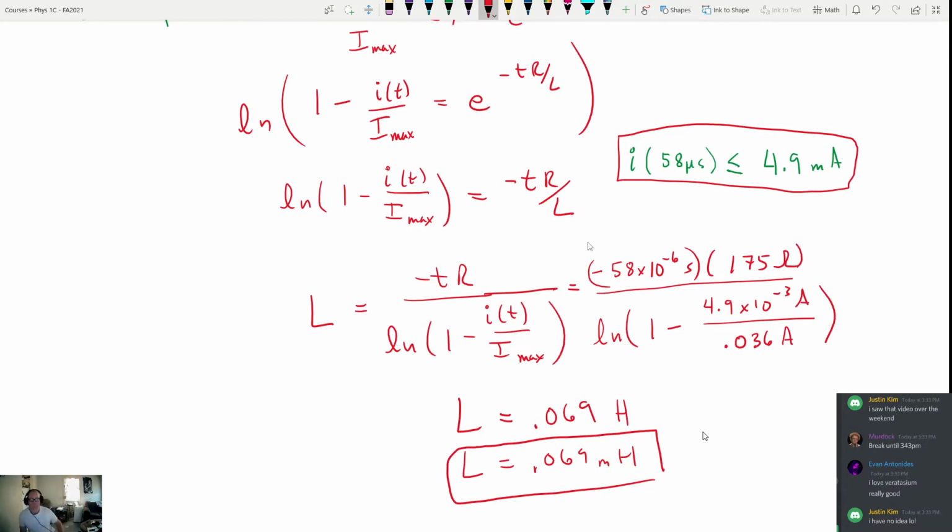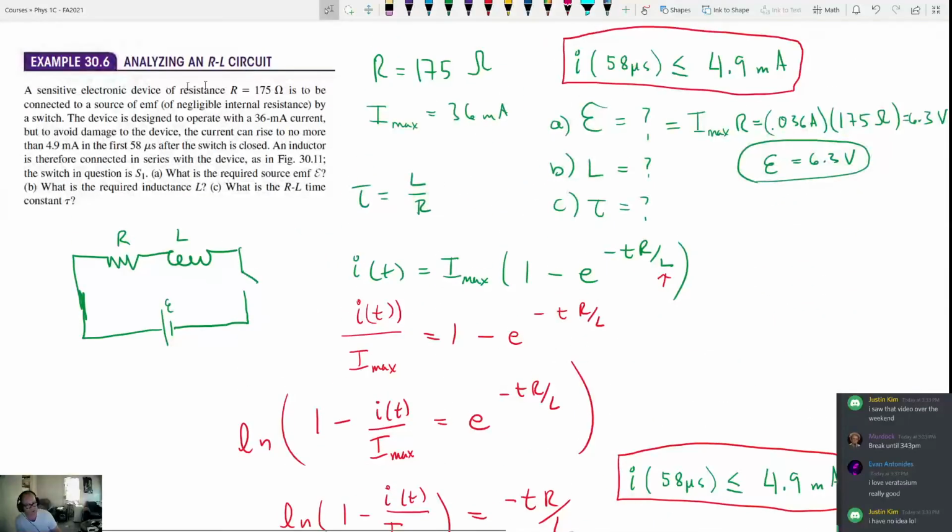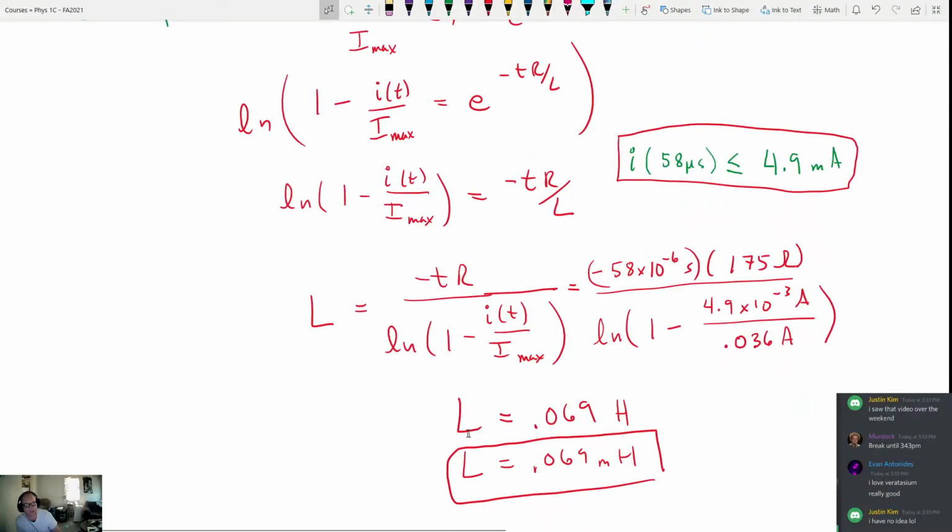So what did we do in this problem? Let's go back through. We were told that we have this device that's supposed to have this much current maximum, but we know that to avoid damage, the current can't rise any larger than 4.9 milliamps in the first 58 microseconds. So we figured out that if you put an inductor in series with the device, by adding this inductor here, it smooths out the current so that as long as we have an inductor of this size, the current will not spike to this number in the first 58 microseconds. Does it all make sense? Does anyone have any questions?